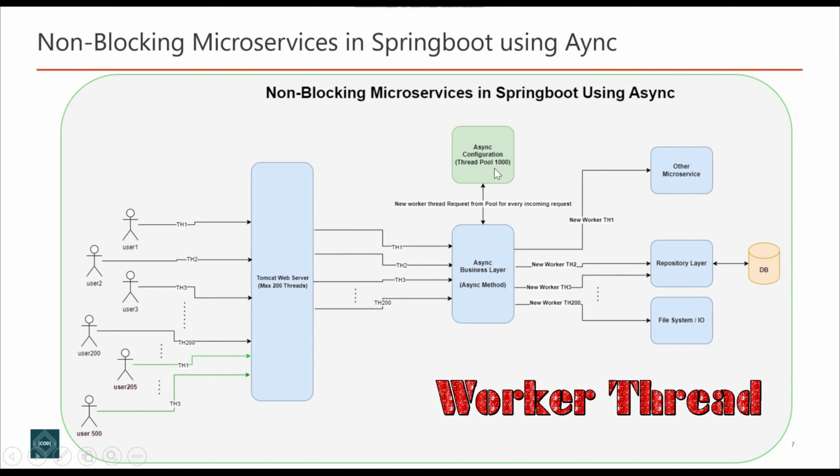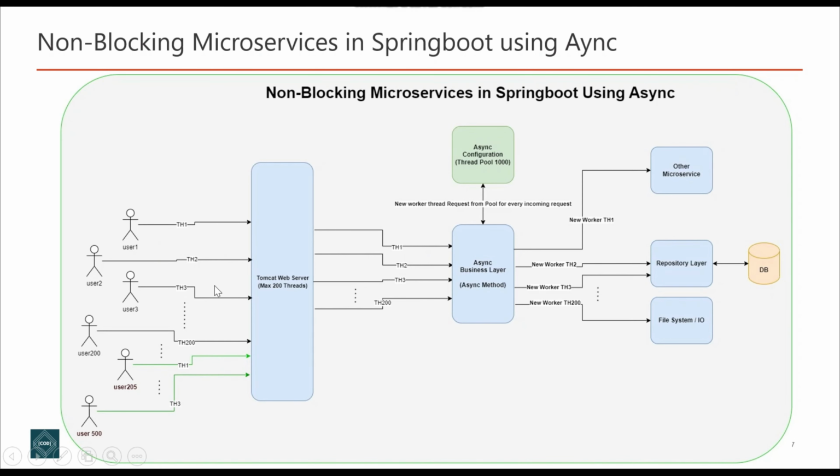These are worker threads. These are not our main threads. These are our main threads. These are customer facing threads. What happens is, as soon as the request reaches the business layer, we take the request and we take a thread from a thread pool and we ask that worker thread to do the job. It may be calling other microservices to get data, or it may be firing a query onto a database to get data, or doing any IO operation. So my worker thread will do that work for you.